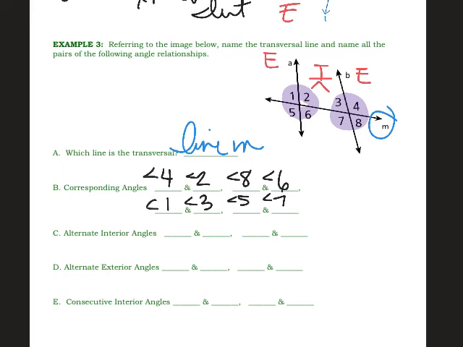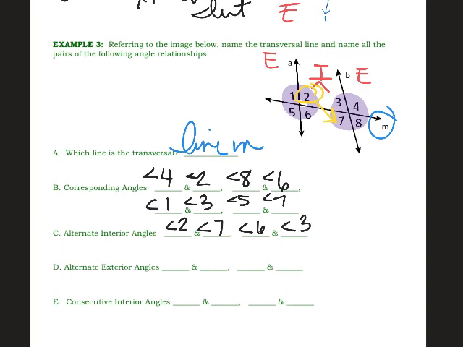All right, how about alternating interior angles? Which ones would we consider alternating? 2, 7, 6, and 3. Good. 2 and 7. Then the other one would be 6 and 3. So angle 2 and angle 7, angle 6 and angle 3.